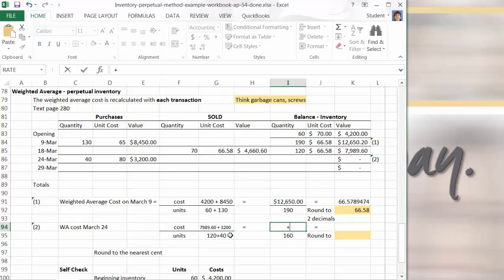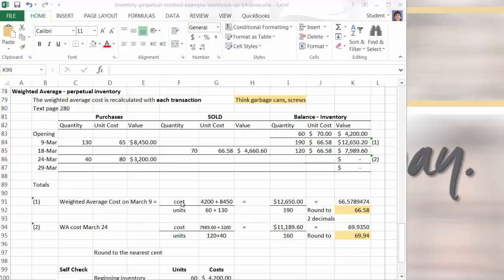And our costs, so when I divide that out, I get $69.935. Interesting. So I will round that up. So after the purchase, we now have 160 units at a unit cost of $69.94 for a total of $11,190.40.